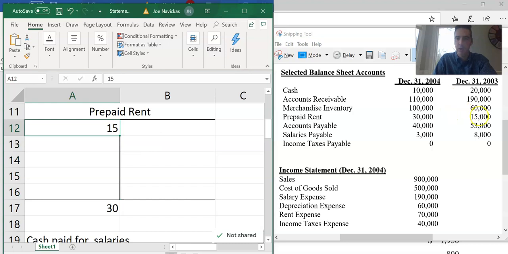So I run over here. Now it's important when you do these problems that you're grabbing the right number. So the ending 2004 number is 30. The beginning number is the ending year balance from the prior year. We've done this so many times now.